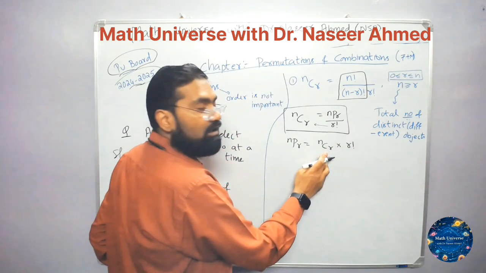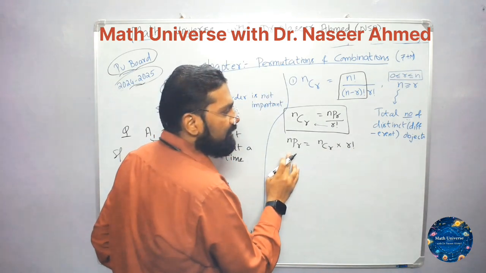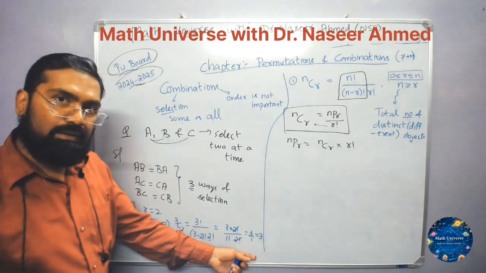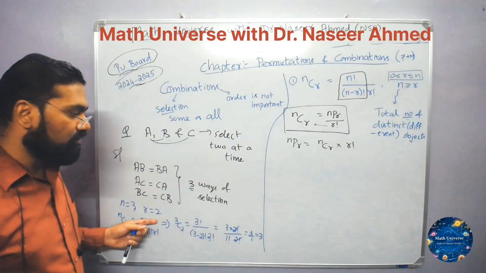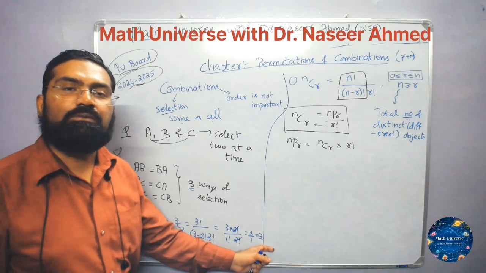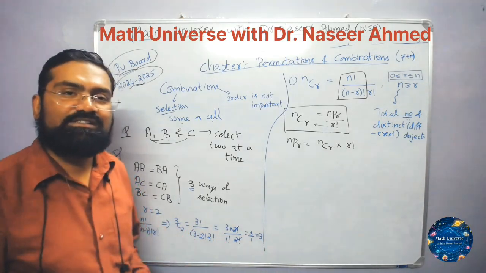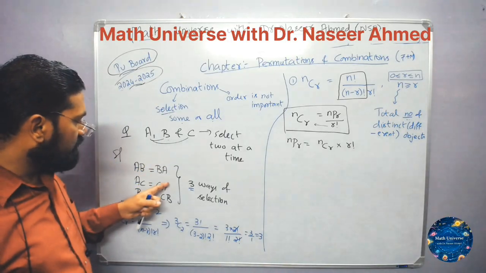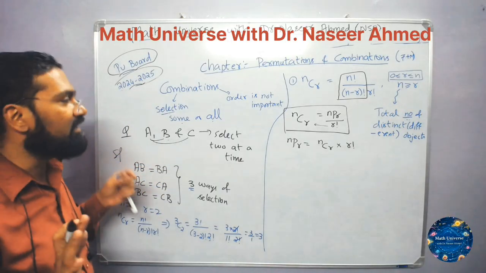Nothing but, I already got the combination. I want to go for arrangement, so just multiply by r factorial. For example, here I got the selection and I want the arrangement. r is 2, so into 2 factorial, which is 2. 2 into 3 will be 6. That's what we know. Already we have seen that if these are not equal, 1, 2, 3, 4, 5, 6, there will be 6 arrangements.